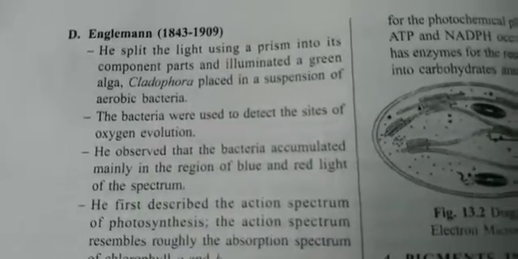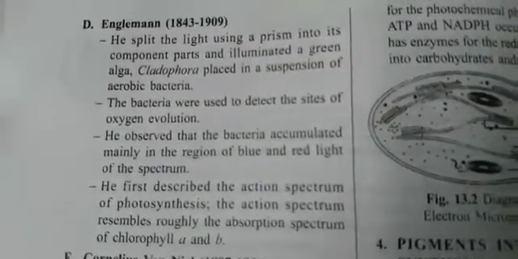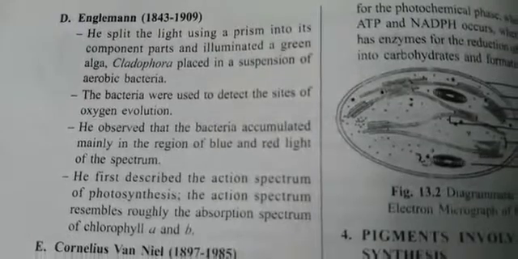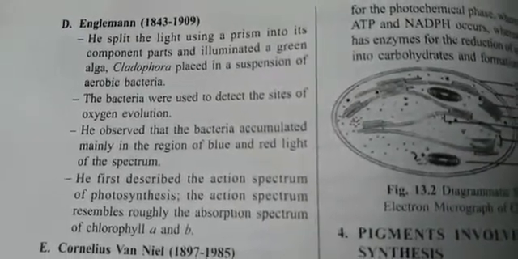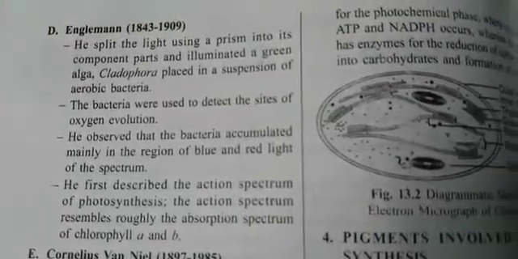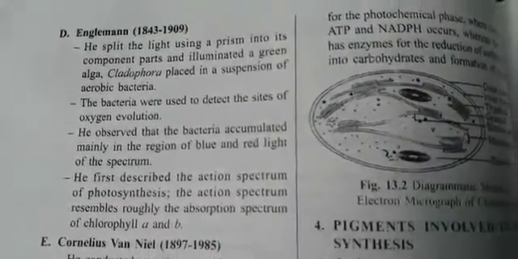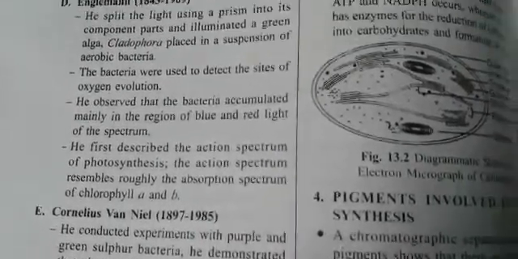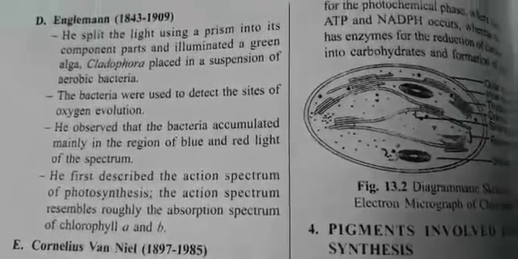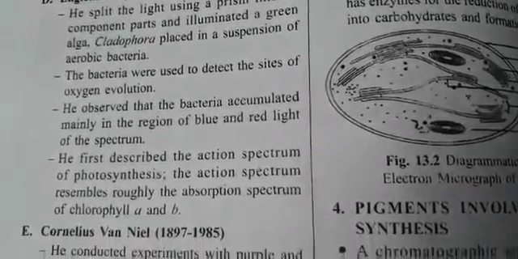Then Engelmann also did one experiment. What he showed during his experiment was which light drives the process of photosynthesis the most. He took a prism and passed white light through it, and then took a Cladophora plant in a clear suspension of bacteria. Then he passed that light. What he saw was that the plant is doing photosynthesis.